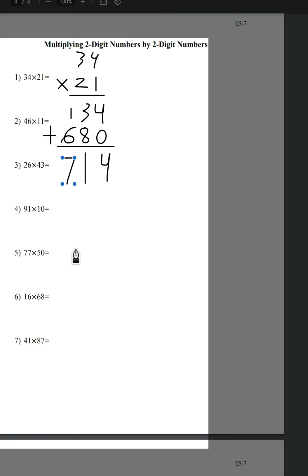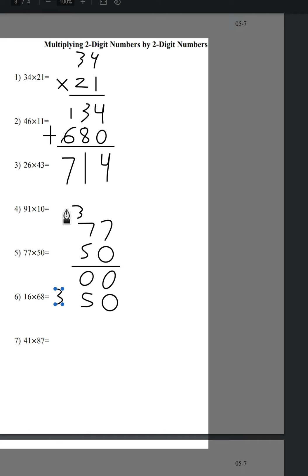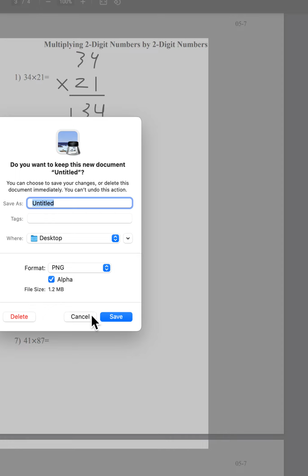And I'll do number 5. 7 times 50. So 0 times 7 equals 0. Use 0 here as a placeholder. And 5 times 7 equals 35. Carry the 3. And this will be 3,850. All right, next page.